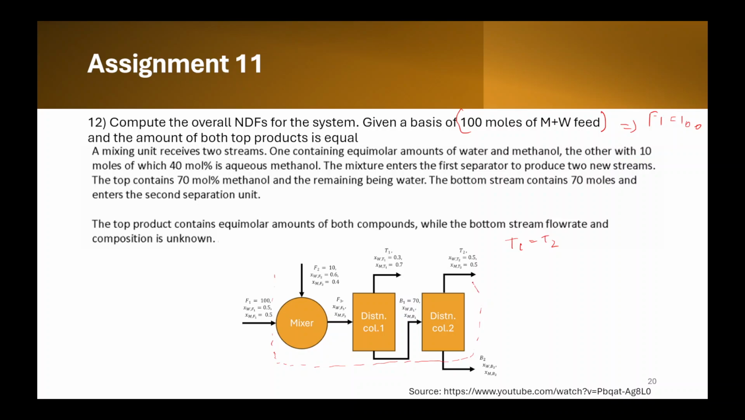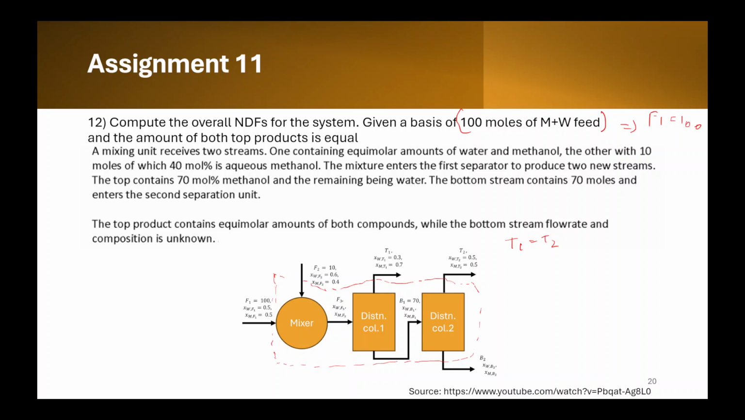So this will be our boundary. Okay. So inlets are F1, F2, outlets are T2, T1 and B2. Okay. So you need to compute the number of degrees of freedom. Again, this is a non-reacting system. Only mixing and separation is happening here.